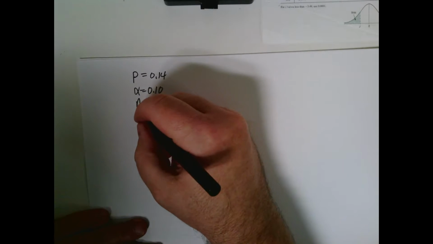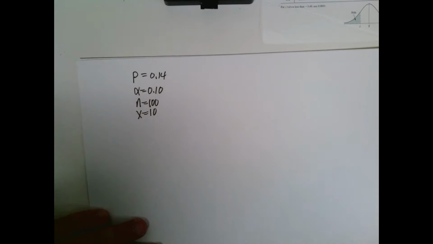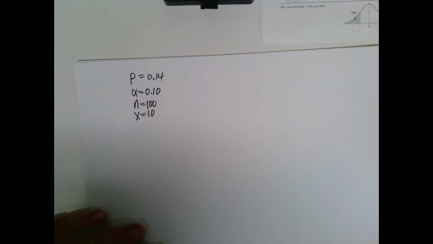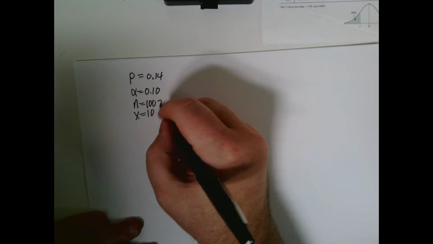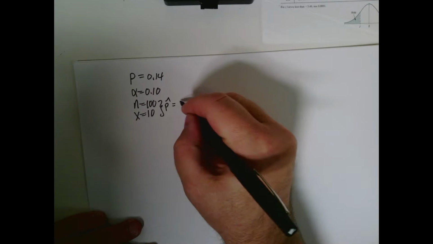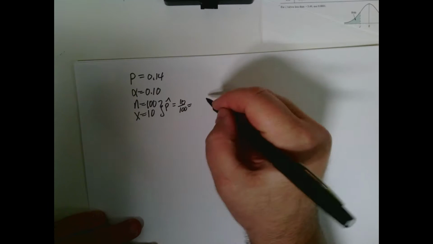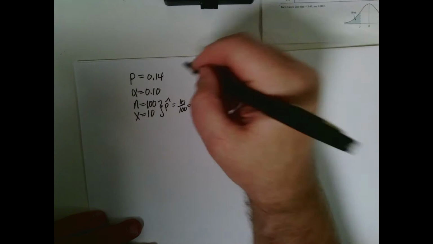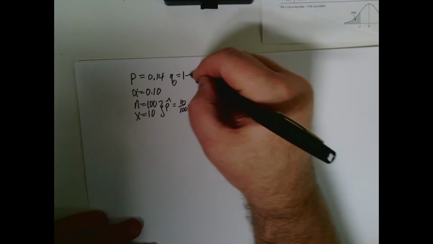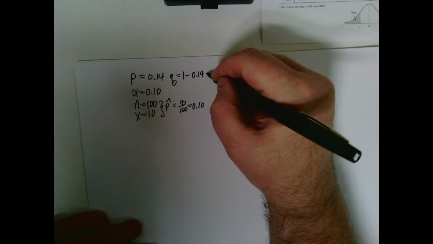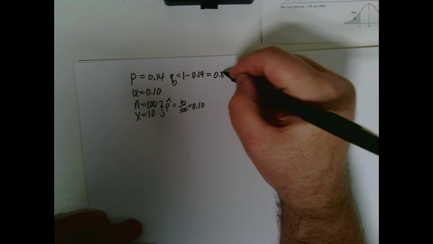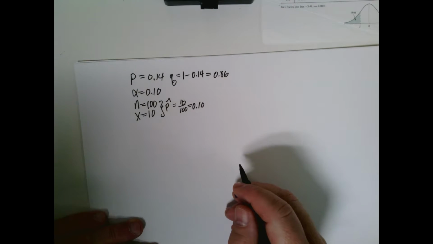Said out of those 100 men selected, 10 said they use exercise to relieve stress. Use the p-value method. So with these two, we can create our p-hat, which is 10 over 100, or 0.10. From this we can get our q, which is 1 minus 0.14, which is 0.86.